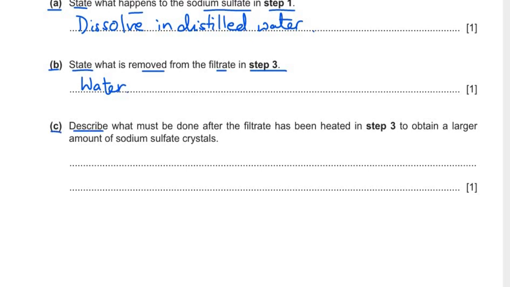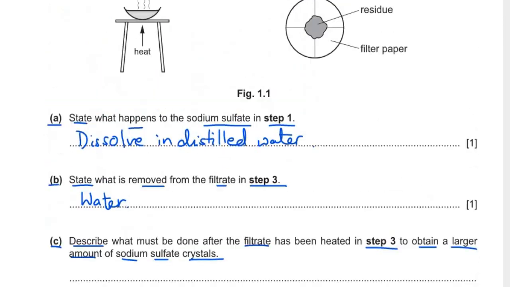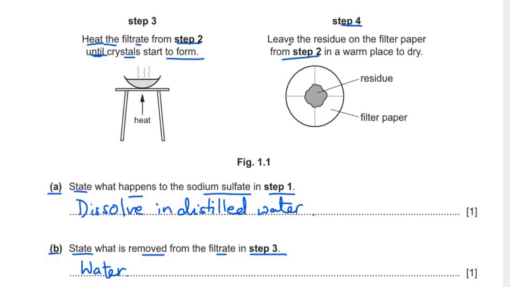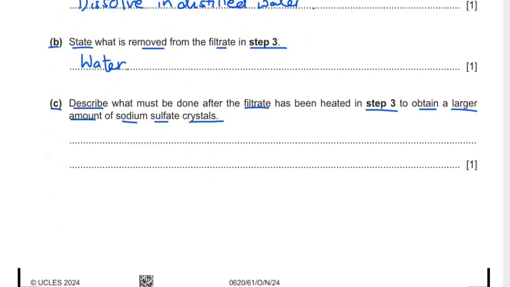Now the C part is describe what must be done after the filtrate has been heated in step 3 to obtain a larger amount of sodium sulfate crystals. Now once we have heated, what is step 3? Let's see the step again. It's written heat until crystals start to form. So the crystals have started to appear. After that we can cool it down to get more crystals. Cool down whatever solution we have taken in the evaporating basin. Or you can say allow it to stand for some time to cool down. You can even write that.